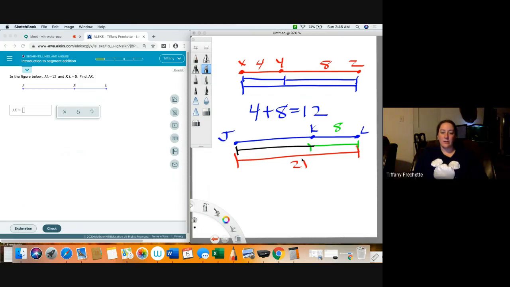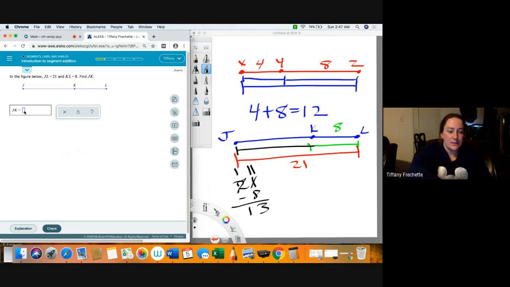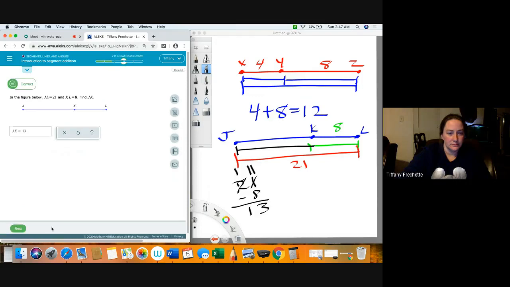So we have the whole thing in one piece, we just simply subtract. You can do your borrowing if you really want to do it that way, like this. So you'd have 3 and 1. So this piece here has to be 13. All right, one more.